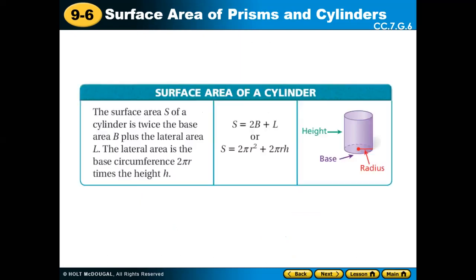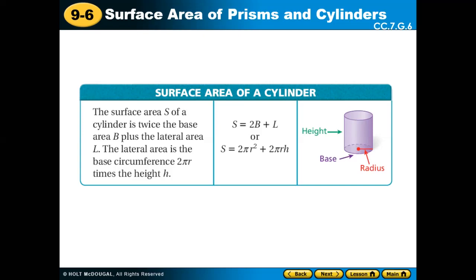So we can figure out that the surface area S of a cylinder is twice the base area B plus the lateral area L. Same formula as the prism, but the difference here is the shape of the base. Here, our base takes the shape of a circle, and the lateral area is completely different. The lateral area here is the base circumference, 2 pi r, times the height h.